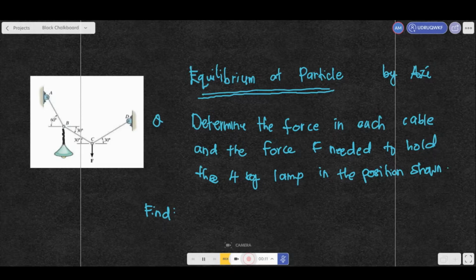Today we're going to discuss equilibrium of a particle. If you have a question like this, the question asks you to determine the force in each cable and the force F needed to hold the 4 kg lamp. So we need to find cable AB, cable BC, cable CD, and also F.